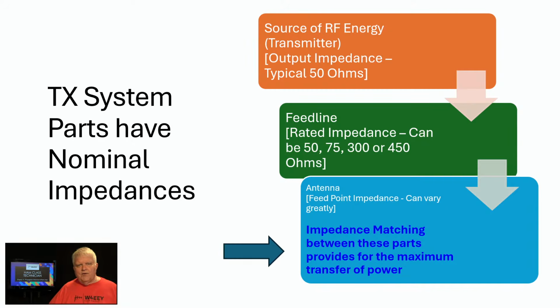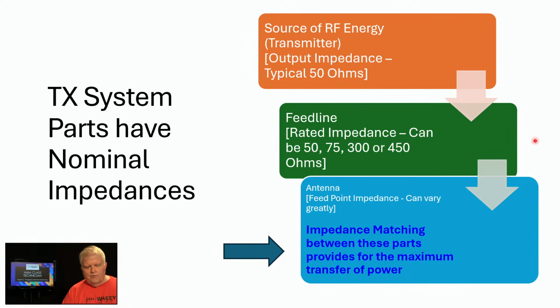Impedance is the combination of a resistance and a reactance. Could be inductive reactance, could be capacitive reactance. And when they combine together, we have an impedance. And all transmitting system sections or parts have nominal impedances. So the transmitter, the source of RF energy, typically has a 50 ohm output impedance.